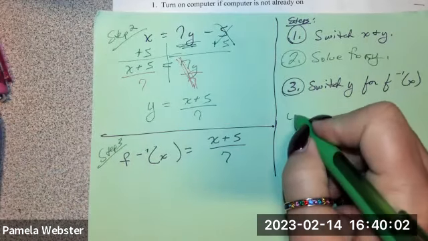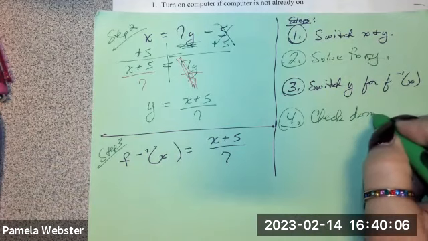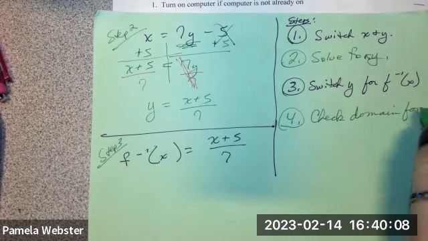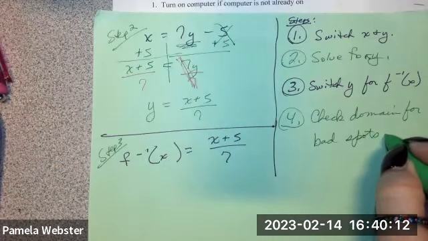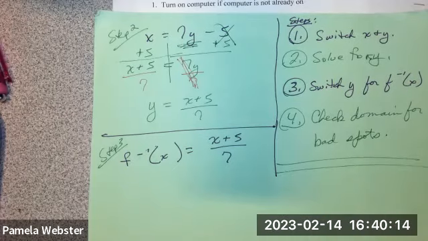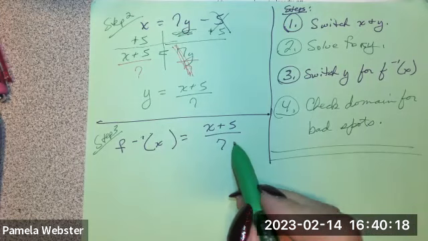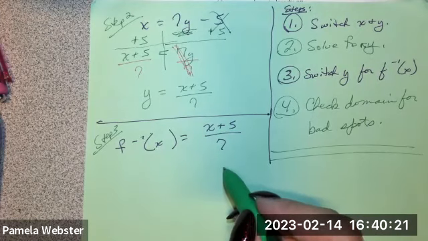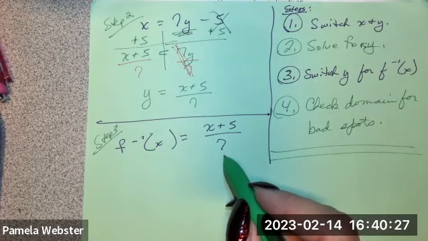So step number 4 is always check your domain for bad spots. And this happens a lot whenever I'm finding inverses because we had a lot of multiplication, so a lot of times we do a lot of division. So I've got to watch out for this denominator. Now, remember, whenever you've got a denominator, what you're worried about is that your denominator cannot equal 0, because that means you're dividing by 0. Well, can this 7 be a 0?